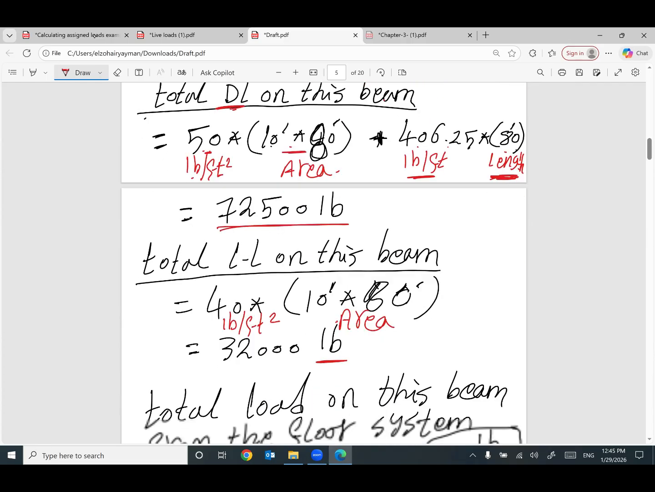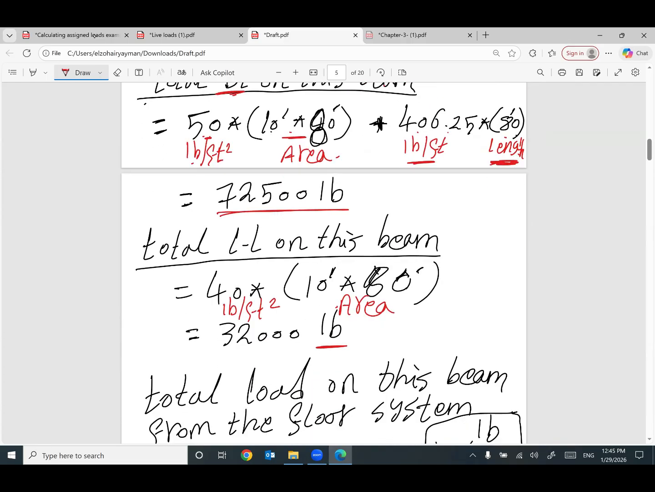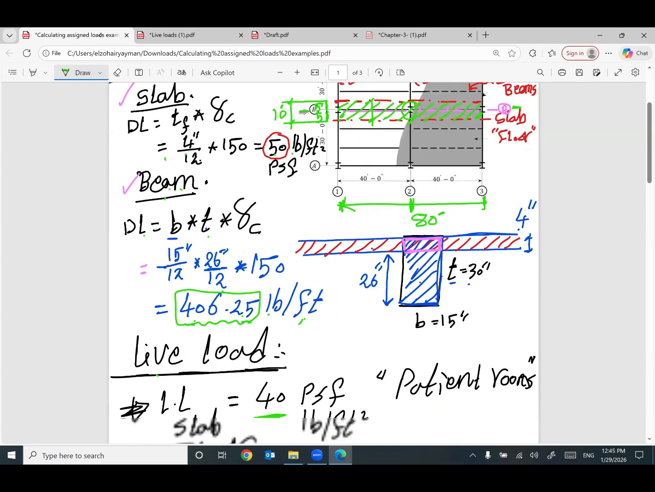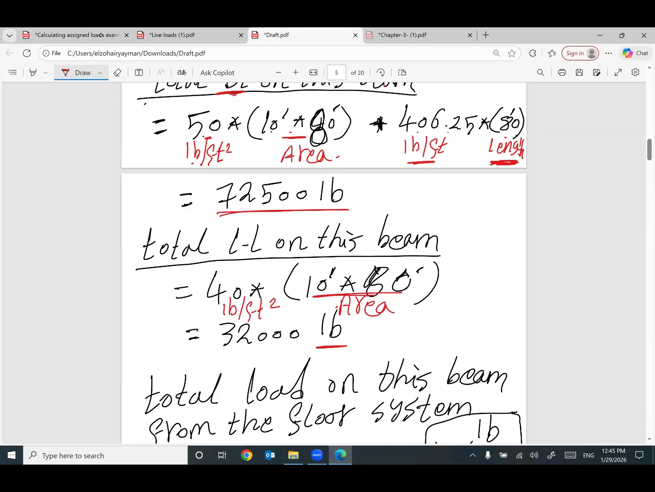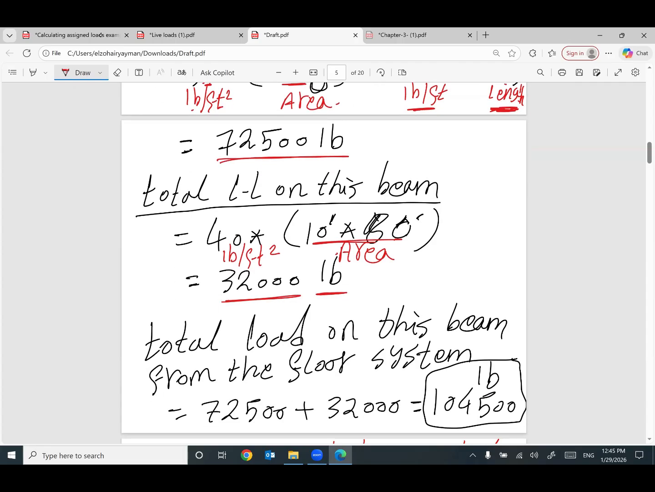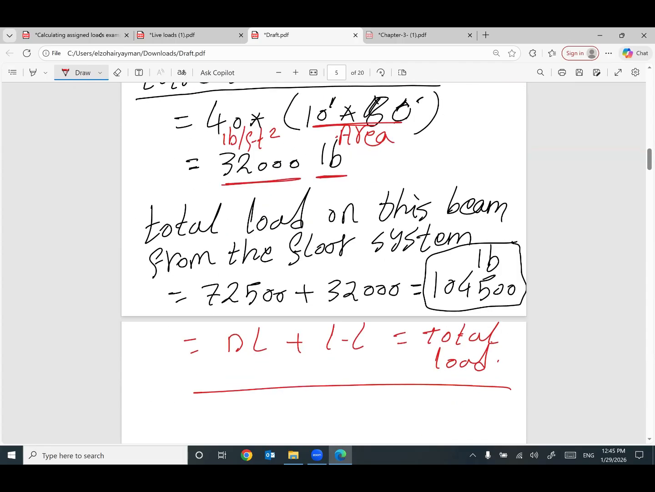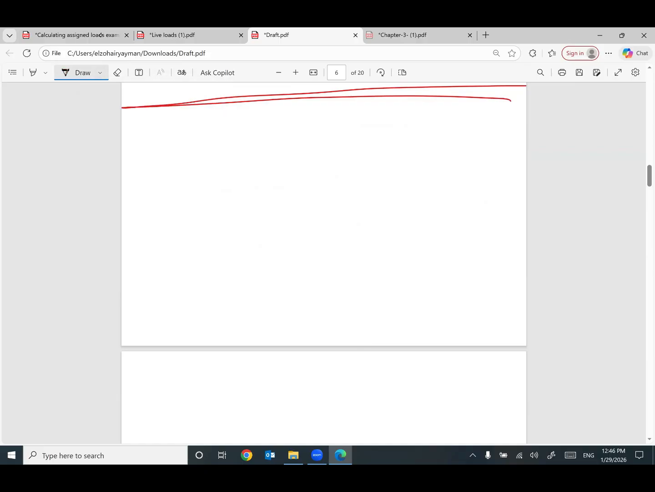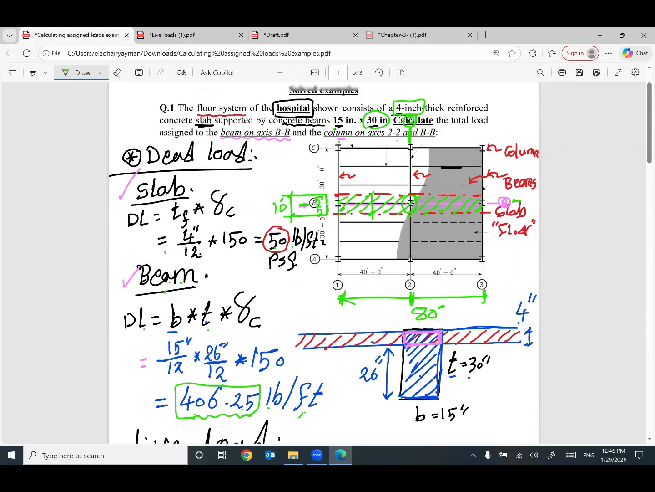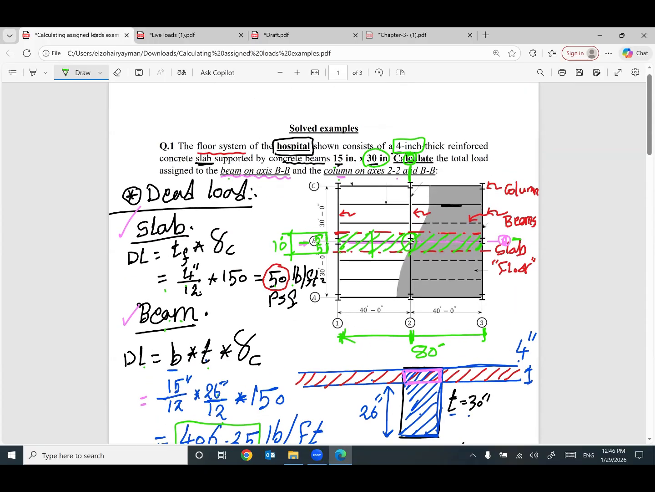It will equal 72,500 pounds. For the live load, the total live load on the beam will equal the value of the live load you got here, 40, times the area assigned to this beam. It will be 32,000. Finally, once you get the dead load and live load, add them together, and this is the total load on the beam. That makes sense? Anybody has any question? This is for the beam on axis BB.